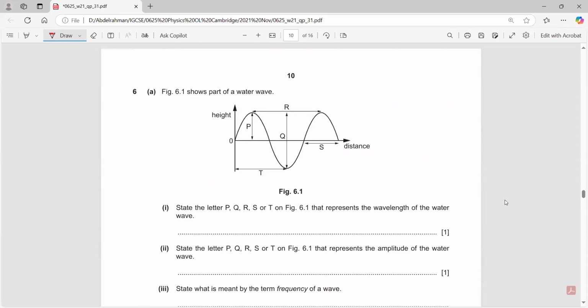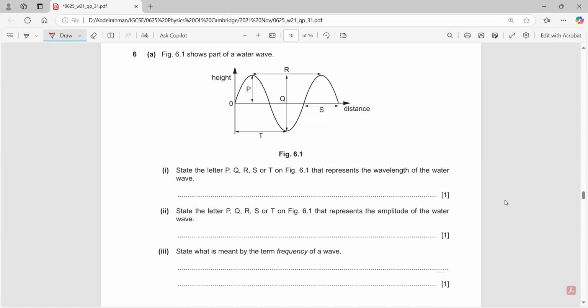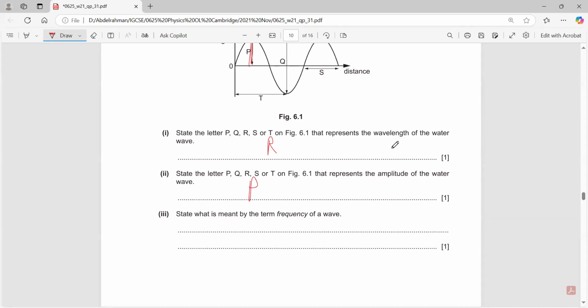State which letter represents the wavelength. From crest to crest, which is R. P represents the amplitude. What is meant by frequency? Frequency is the number of waves per second, the number of waves per unit time, or the number of vibrations per second.